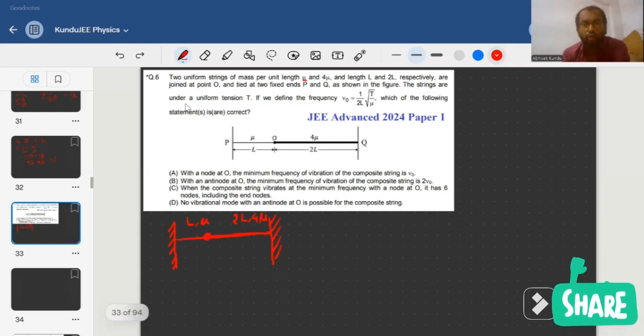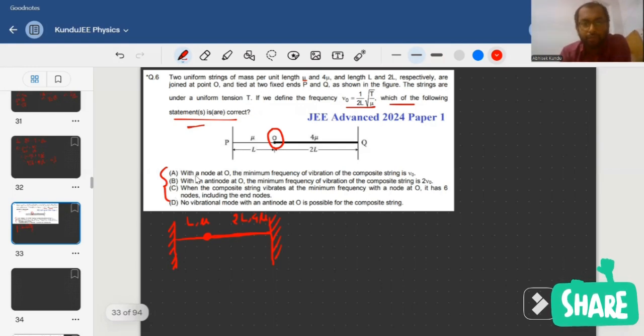So it is said that two uniform strings of mass per unit length mu and 4 mu and length L and 2L respectively are joined at point O, and the two ends are fixed at P and Q. The strings are under a uniform tension T. If we define the frequency as nu naught equal to 1 by 2L root over of T by mu, which one of the following statements is correct? Okay. And four options are given. We need to analyze each and every option in order to tick the correct one.